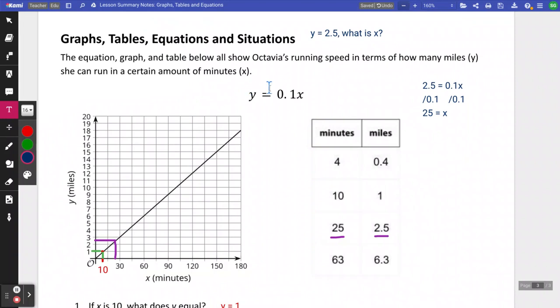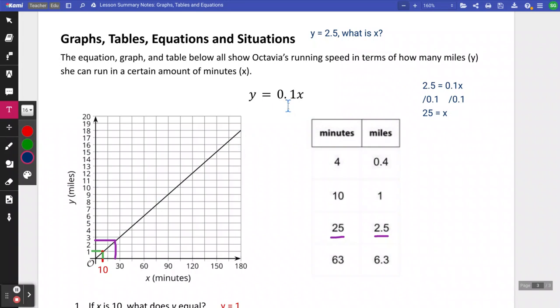So we've got three very different representations: a table, an equation, and a graph. But what all three of these have in common is that they show you solutions to the situation. All three of these can be used to help find solutions to the situation, which in this situation, this pair of numbers is telling me it would take her 25 minutes to run 2.5 miles. A table is just a list of solution points. A graphed line is just like a visual of all those solution points. Any point on the line would be a solution point.